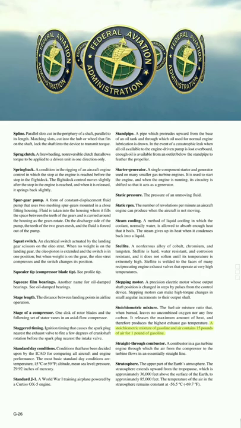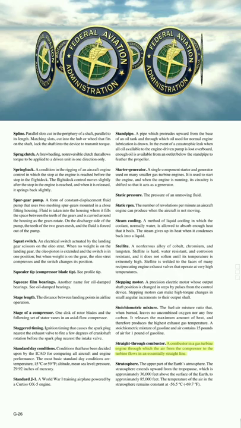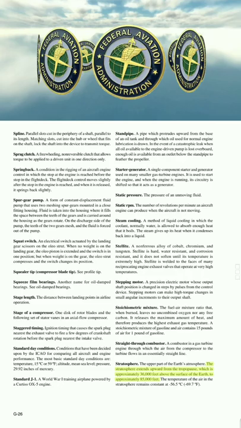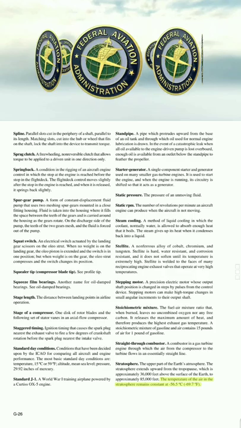Straight-through combustor: a combustor in a gas turbine engine through which the air from the compressor to the turbine flows in an essentially straight line. Stratosphere: the upper part of the Earth's atmosphere. The stratosphere extends upward from the tropopause, which is approximately 36,000 feet above the surface of the Earth, to approximately 85,000 feet. The temperature of the air in the stratosphere remains constant at minus 56.5 degrees C, minus 69.7 degrees F.